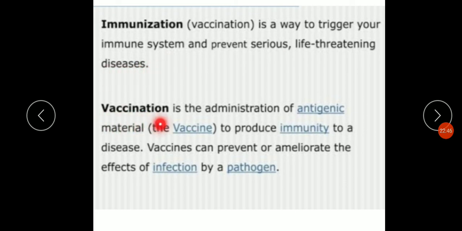What is vaccination? It is the administration of antigenic material, meaning administration of a vaccine, to produce immunity to a disease, and vaccines can prevent the effects of infection by pathogens. And different types of vaccines are there. So there is a list of vaccines in your book. You can study these vaccines from your book also: DTP, hepatitis B, oral polio vaccine, BCG for tuberculosis.